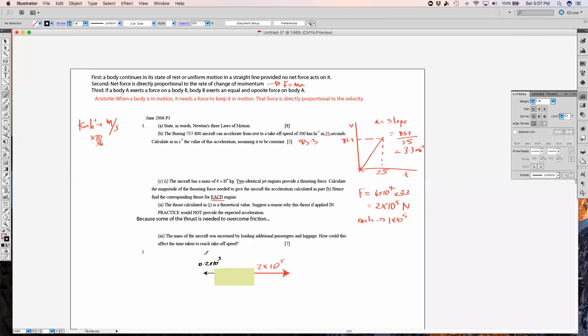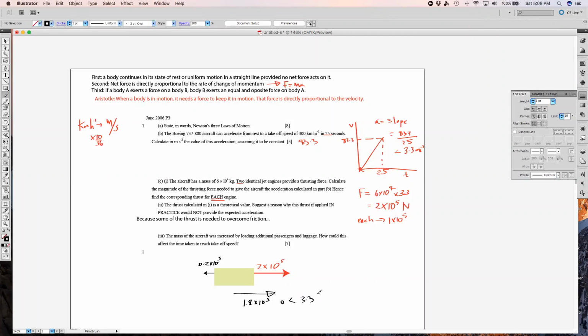With this frictional force acting, the resultant force that is acting on the plane will no longer be 2, it will be 1.8 by 10 to the 5. Why 1.8? Because you have 2 acting this way and you have 0.2 acting this way. So the resultant is the difference between these two, 1.8. And if this is the force acting, then the acceleration is clearly going to be less than the original 3.3 value.